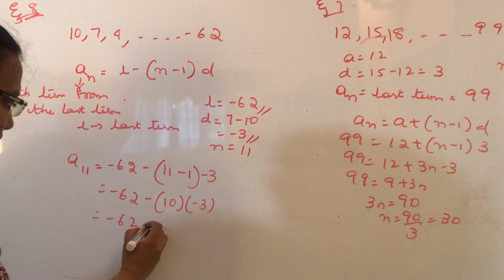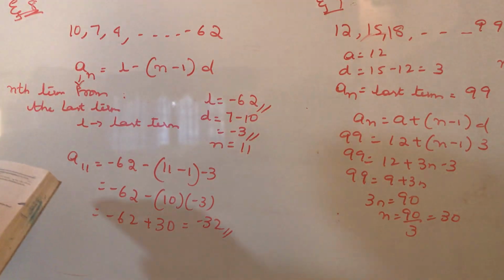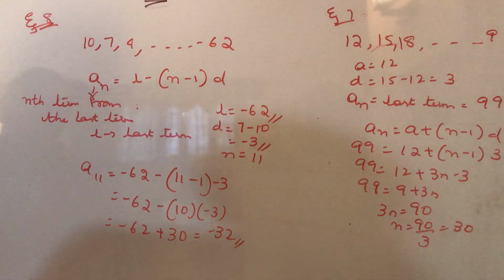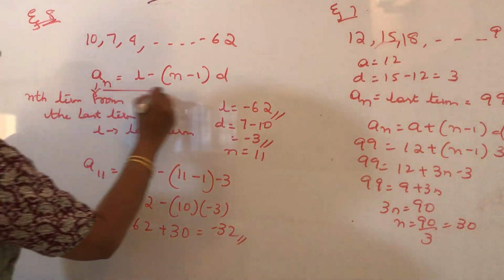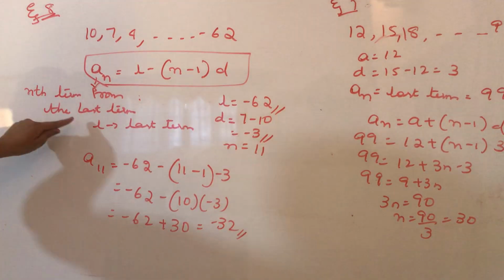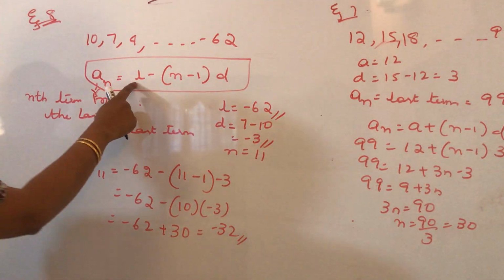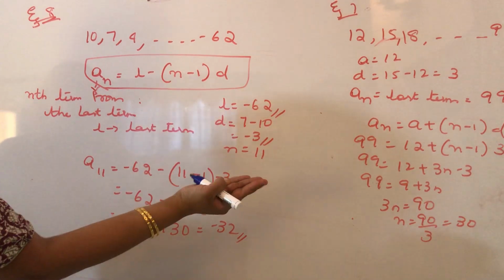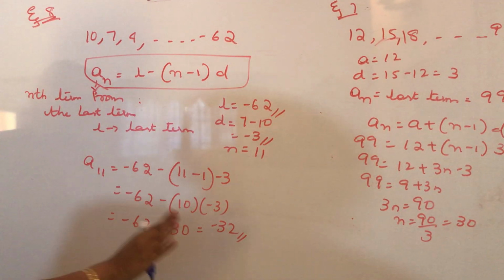Minus 62 plus 30. There are different ways of doing this. There is one more way of doing it, the same way changing the sign and all. Don't get confused. Just remember this formula. No harm in remembering it. It's easy. So finding the nth term from the last: A of n is equal to L minus (n minus 1) into d. L is the last term, n is the number of terms and d is the common difference, found the same way as in the normal method. Substitute and you will get the answer.